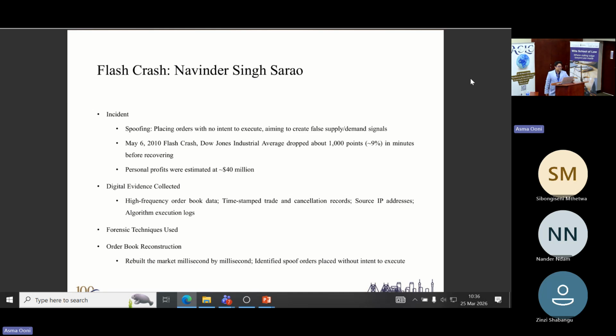The person involved is Navinder Singh Sarao. He used spoofing. Spoofing, in financial terms, means he was placing very false orders in the futures. He was not placing the order to execute the trade, but just to manipulate the market. Whenever the order was about to be executed, he used algorithms and machine learning to immediately cancel it. Even if he gave a very huge order, after execution of maybe 1 or 2% of the order, he would immediately cancel it.